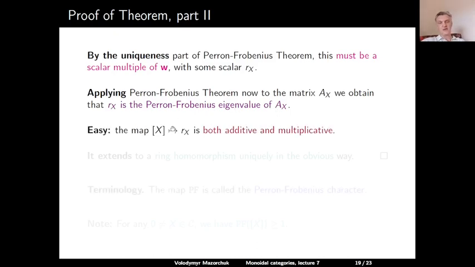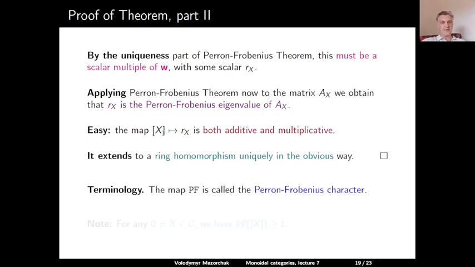And directly from the definition, it's easy to see that the map, which takes an object x and gives as an output the scalar Rx, is both additive and multiplicative. And since the classes of the indecomposable objects generate the Grothendieck ring as a ring, it extends to a ring homomorphism uniquely in the obvious way. And this proves the theorem.